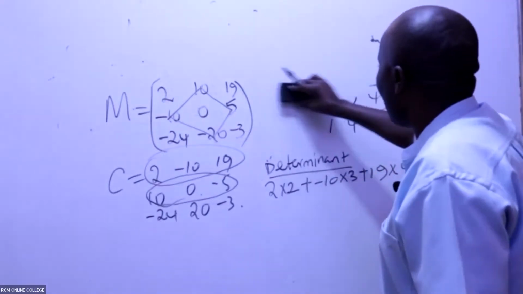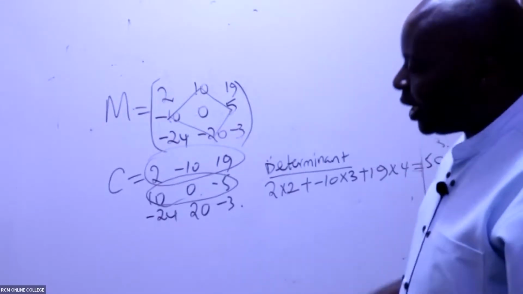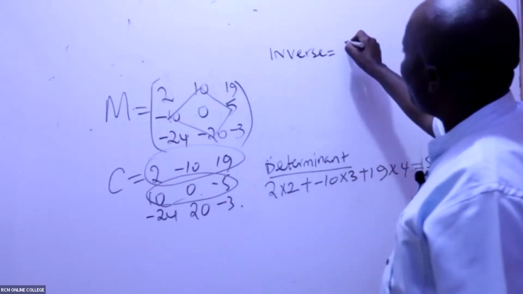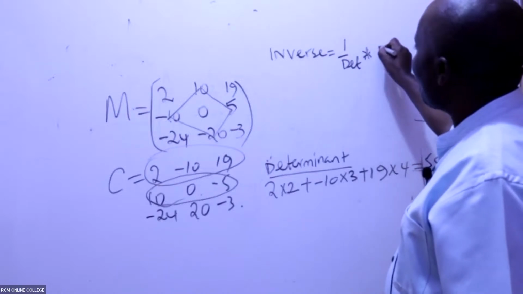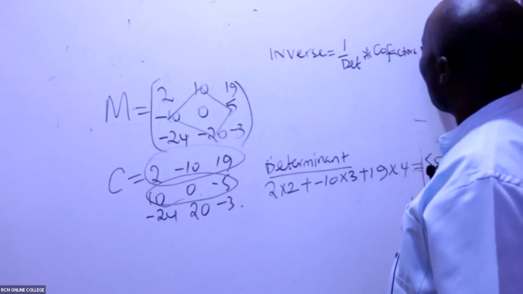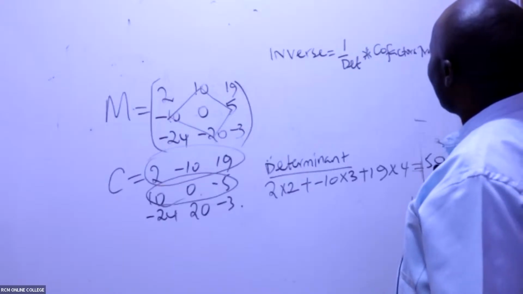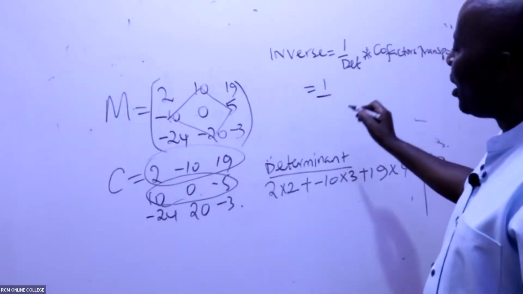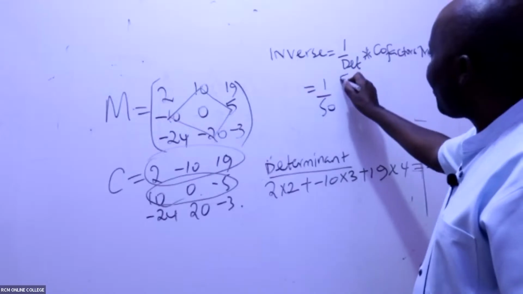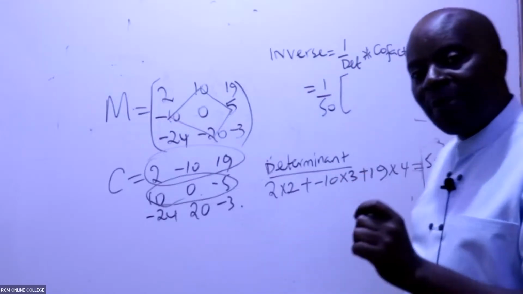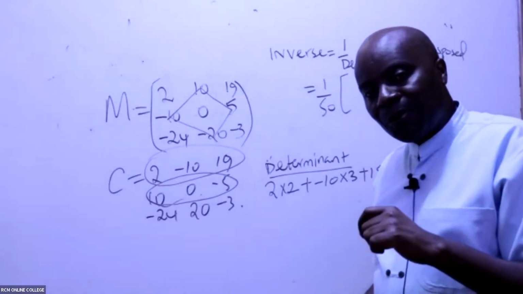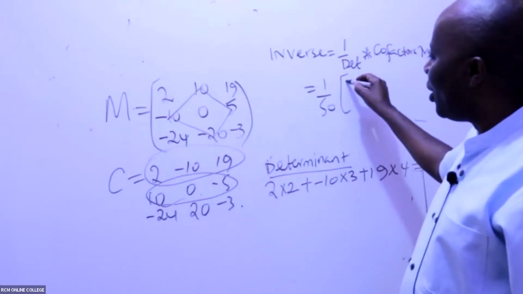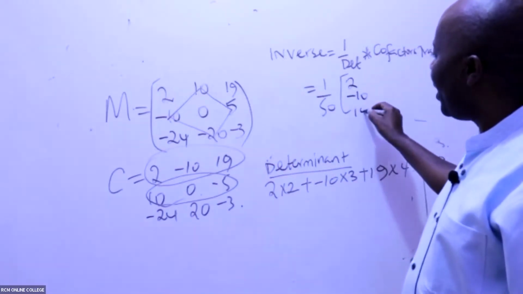How do we get the inverse? To get the inverse, normally what you do, you take 1 over the determinant times cofactors transposed. So this one here will be 1 over the determinant, which you've given me as 50, times cofactors transposed. To transpose a matrix means to change rows to become columns. So row 1 becomes column 1. This row of cofactors goes down to give us 2, -10, and then 19.